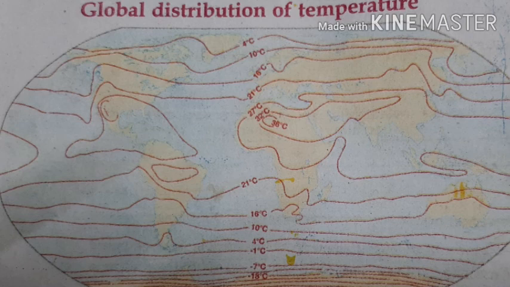Then here is a question: isotherms in the southern hemisphere are almost parallel to the equator compared to those in the northern hemisphere. Why?